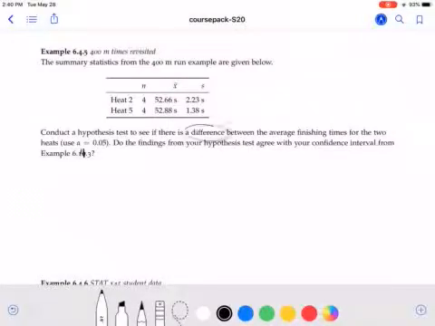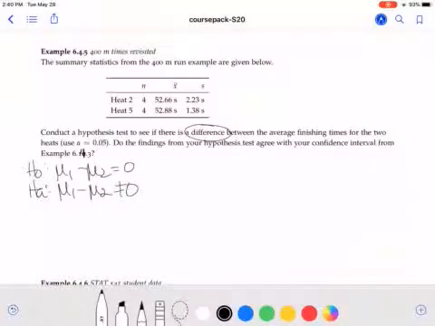So we're looking for a difference. So our null hypothesis will be that the difference in the means is 0, or in other words, the means are the same. And then our alternative is that the difference is not 0, or you could also write that as mu1 not equal to mu2.